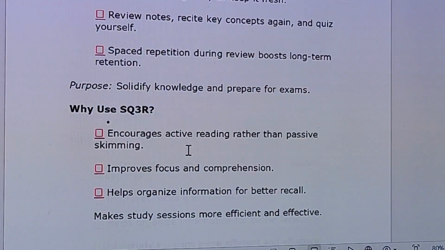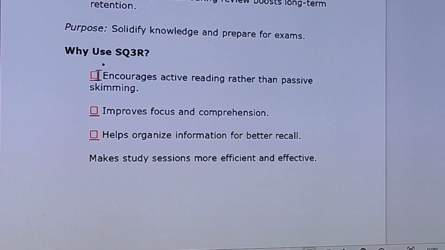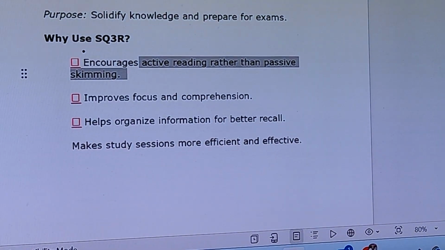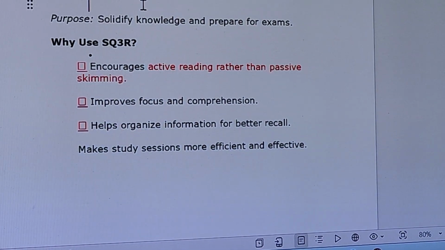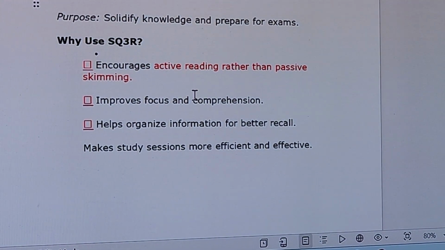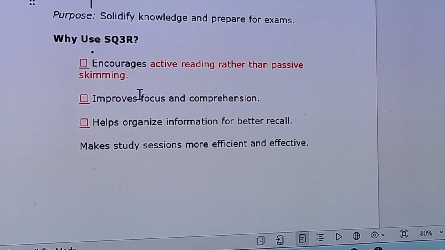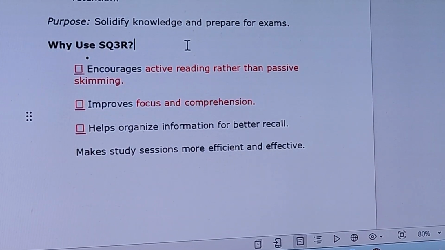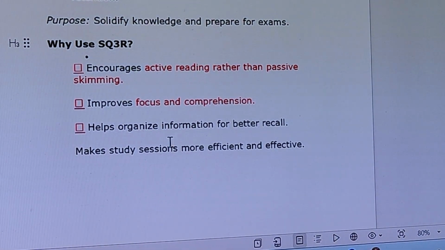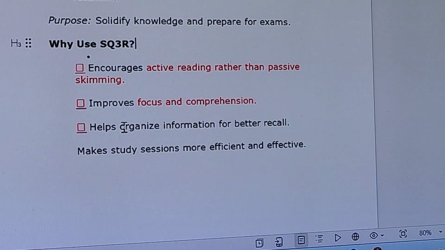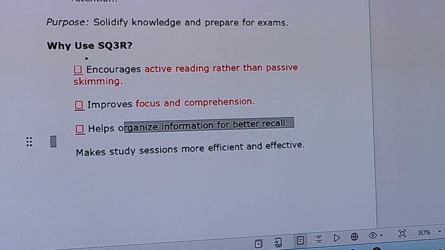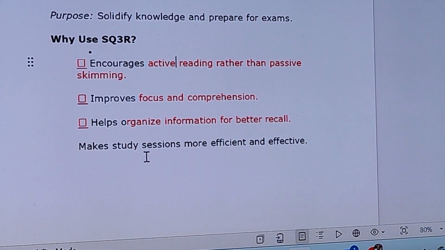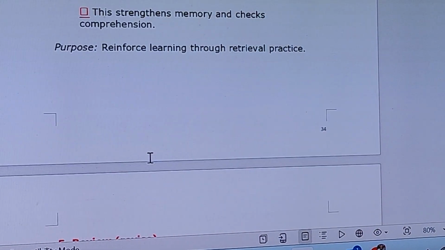Now, why is SQ3R so important? The reason is that it encourages active reading. Remember, people, this is a very important concept. It is active reading rather than passive skimming. It improves focus and comprehension, because now you are focused. You're no longer just reading haphazardly. It helps to organize your information, and once your information is organized, your retention and recall will be much better. So it makes your study sessions more efficient and more effective.